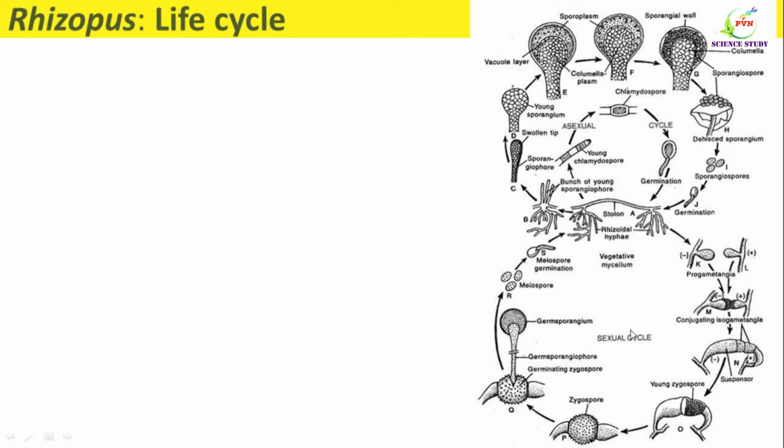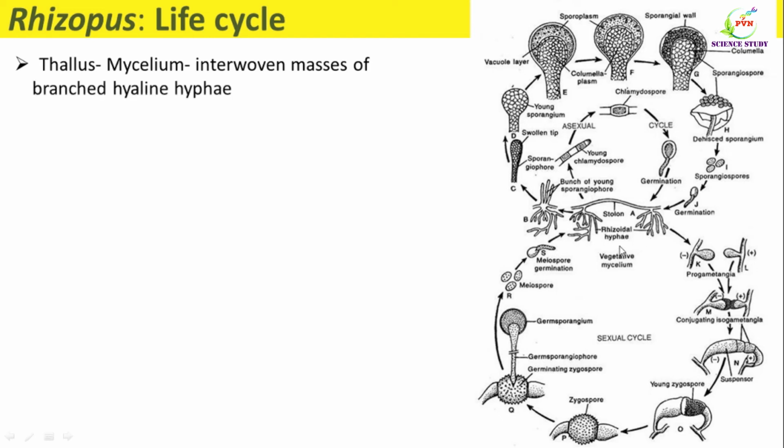So as you can see here, the life cycle of the Rhizopus is mainly divided into two parts. Here this one is the asexual cycle and this is the sexual cycle. So let's start with the thallus of Rhizopus. The thallus of Rhizopus is mycelium and it is interwoven masses of branched hyaline hyphae, as you can see here. First we will complete the asexual stages and later on we will study sexual stages.